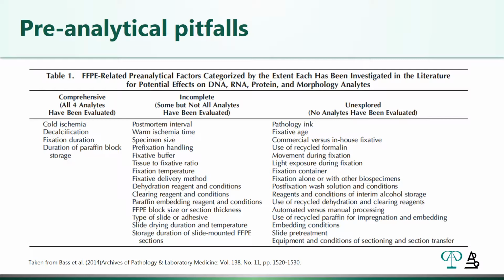Each of the pre-analytical factors and how well they have been investigated in terms of their impact on the quality of DNA, RNA, protein, and morphology. What you can see is that on the far left of the slide, there are a couple of these factors that have been analyzed comprehensively for all 4 of the analytes. In the middle, you'll see that there are some that have been analyzed for some. And on the right-hand side, you'll see that there's a lot of things that still have not been looked at at all in terms of their impact.